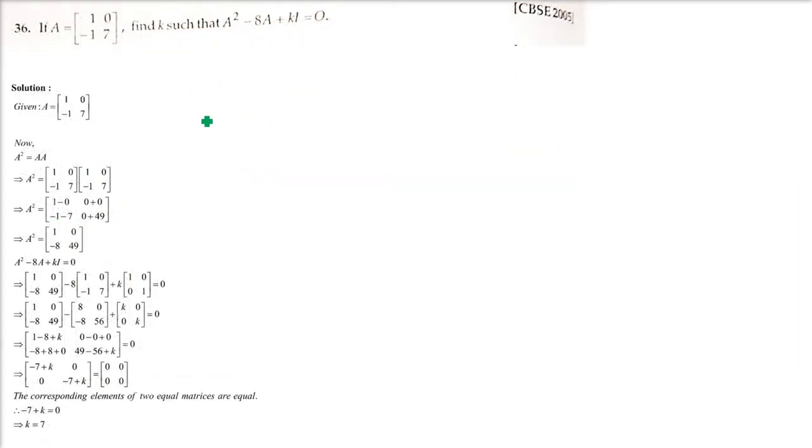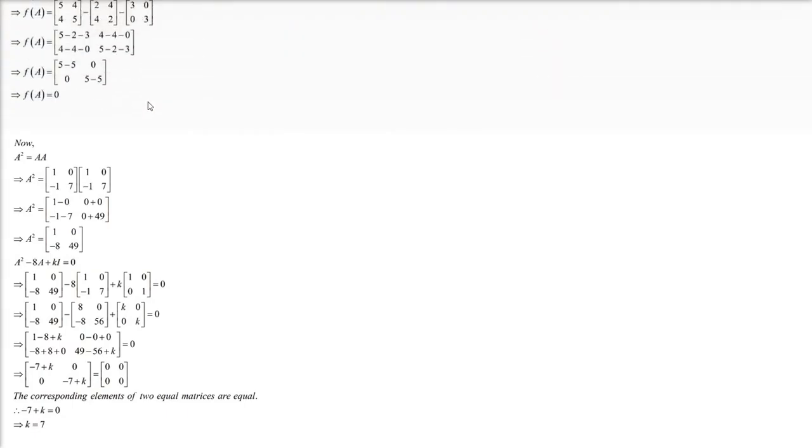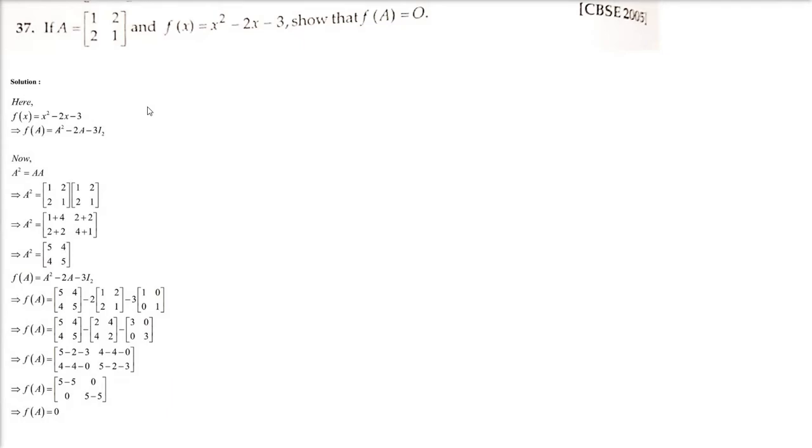Same thing here. CBSE 2005. So I hope you'll be able to do it. Just multiply A twice. A square will be there, multiplied by A, and then multiplied by k identity 1001. So k will be equal to 7. So I am just doing it quickly because this exercise has a lot of questions. Many of them are equivalent, similar.